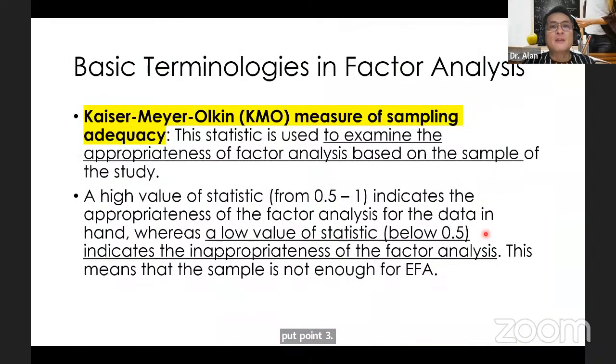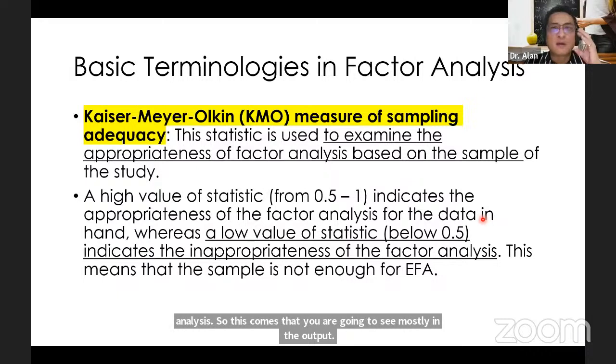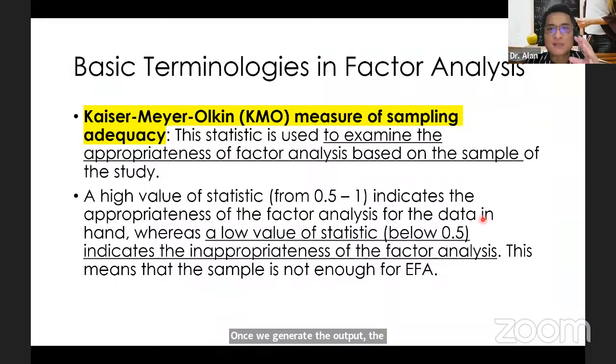Okay. Now, let's go to the basic terminologies in factor analysis. These are terms that you are going to see mostly in the output. Once we generate the output, the factor analysis output will display all these terms to you. So you need to understand all these terms so that it is easy for you to do the interpretation in your writing. First, Kaiser-Meyer-Olkin.